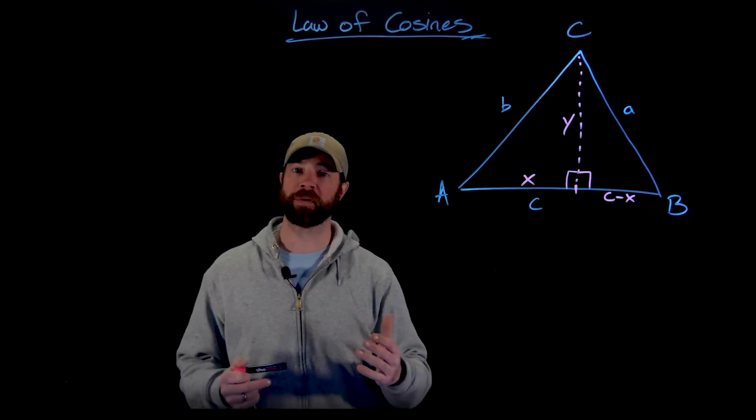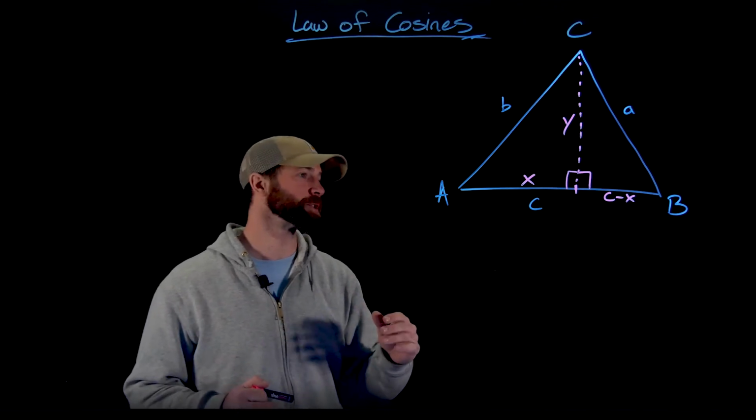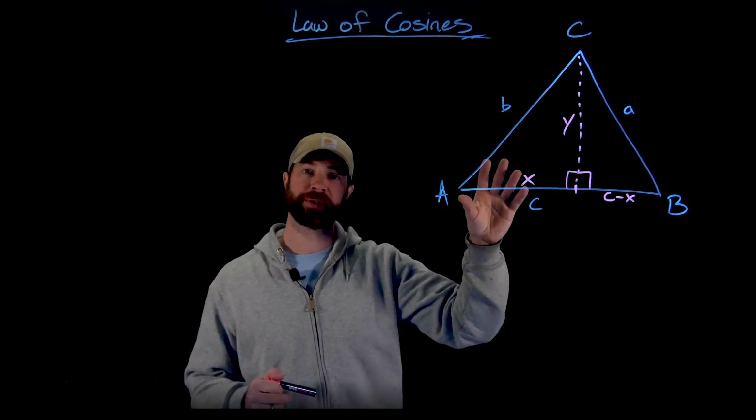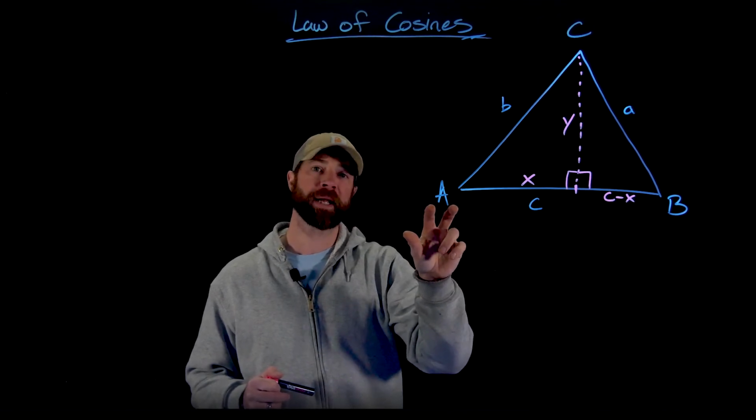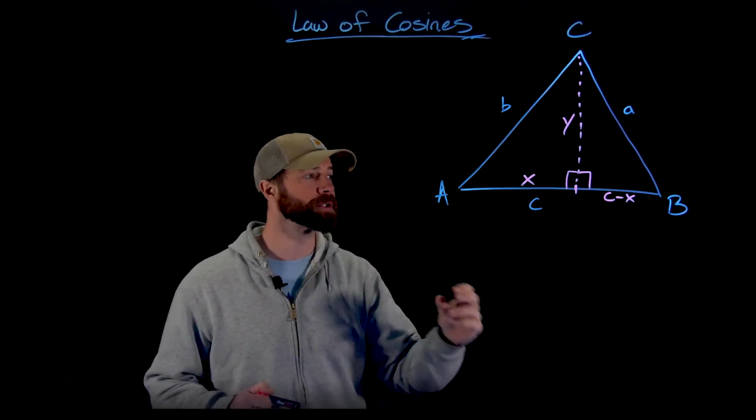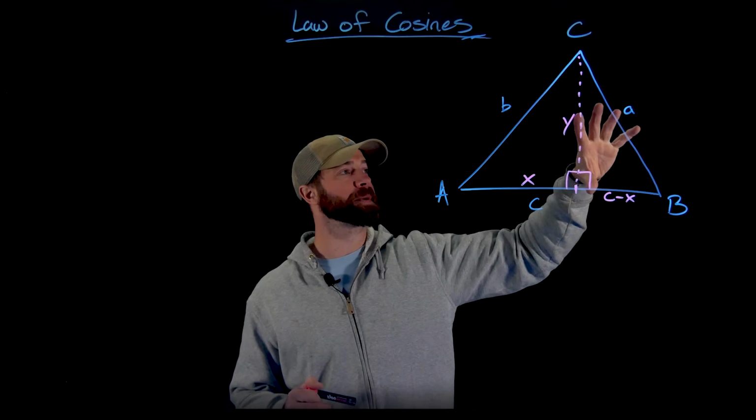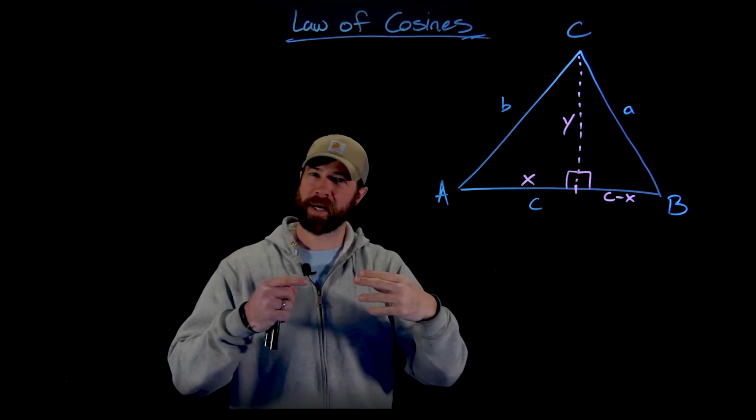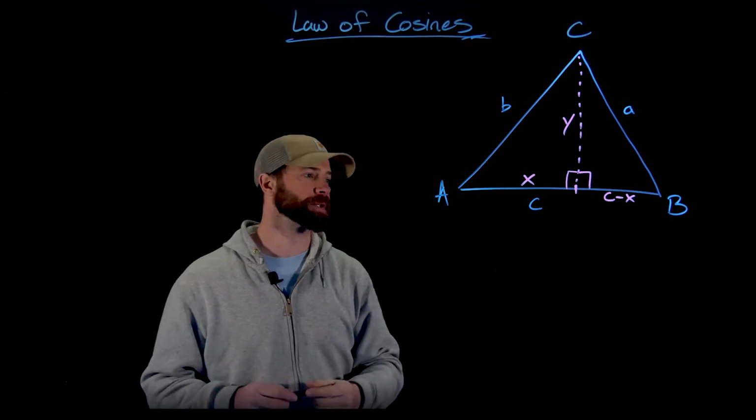So just to give you an overview of how this proof is going to work, it's pretty straightforward. I'm going to find the sine and cosine in terms of these variables that I put here of this angle A. Using that information, I'm also then going to use the Pythagorean theorem to relate these three sides. Those two analyses together will give us the law of cosines.